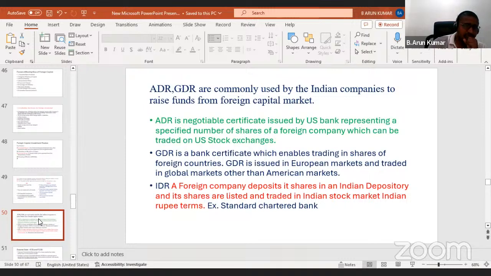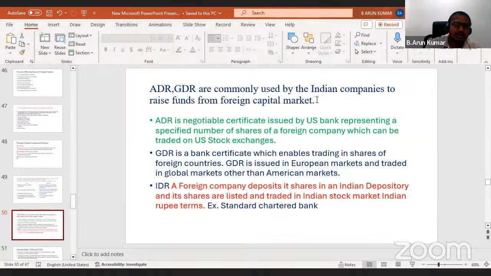So in what way do foreign funds come to Indian companies? ADRs and GDRs are commonly used by Indian companies to raise funds from foreign capital markets. ADRs are American depository receipts, and GDRs are global depository receipts. So Indian companies raise funds from foreign capital markets through ADRs and GDRs.